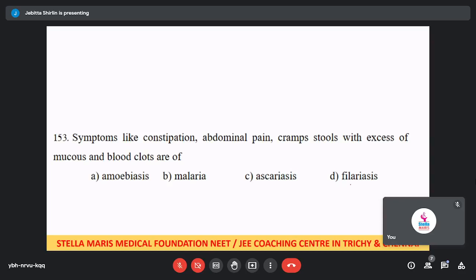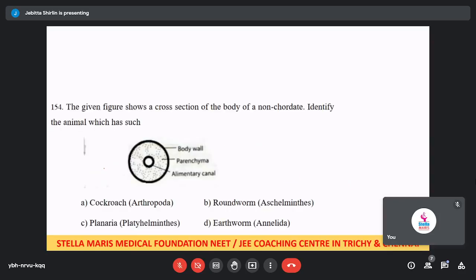And you know what is filariasis? Wuchereria bancrofti is the filarial worm, which causes swelling in the lymph nodes. The legs seem to be swollen due to the excessive accumulation of lymphatic fluid. So all these symptoms, constipation, abdominal pain, cramps, stools with excess of mucus and blood clots, are related to amebiasis.